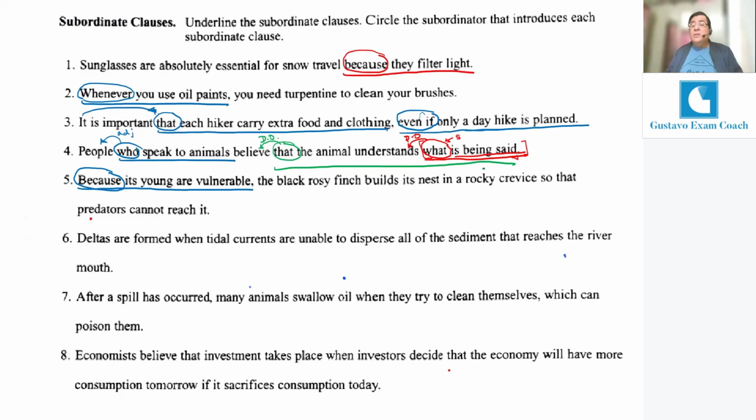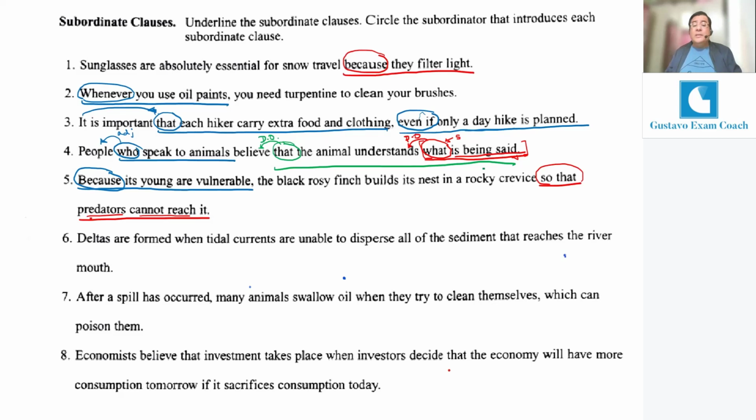And then it continues to say in a rocky crevice, so that, and then so that signals the beginning of another independent clause. Take a look. So that predators cannot reach it. Here we have another subject, another conjugated verb, and so that establishing a sort of consequence for the information in the independent clause. Well, let's keep moving to number 6.